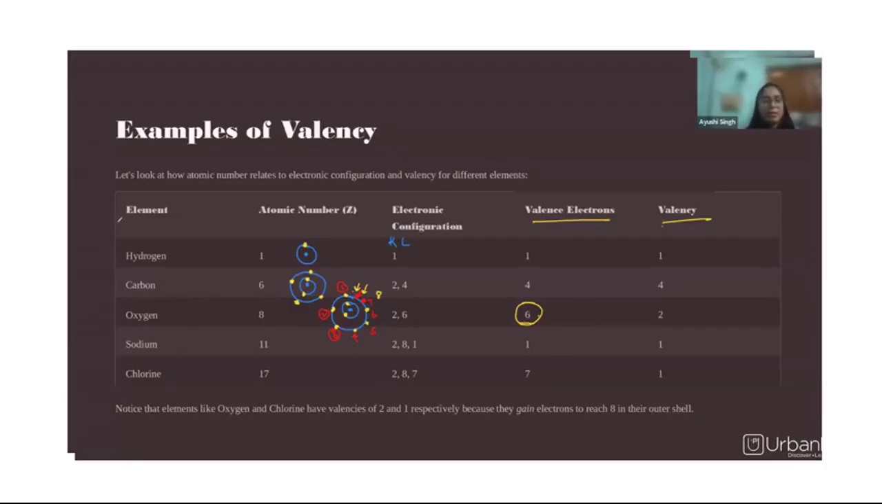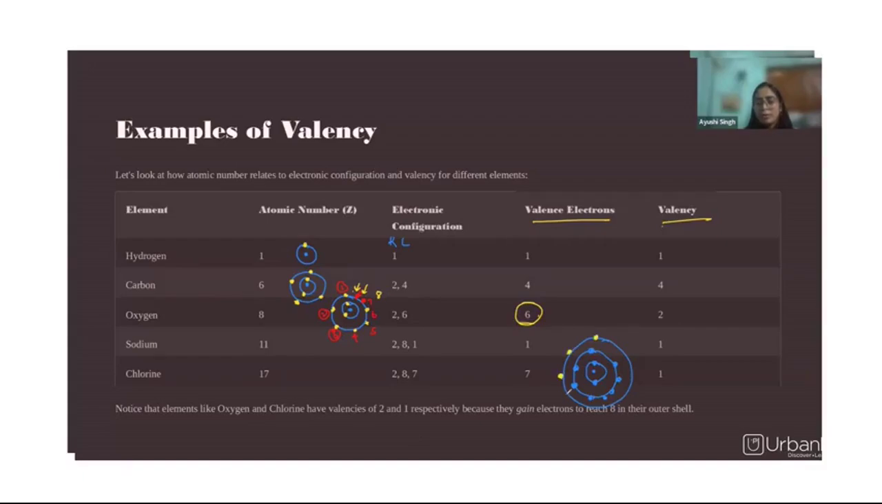Okay, so let me make it here. Chlorine has 2 electrons in the inner shell, right? 8 in the second one. So we don't have to do anything with the second, right? Because the last one is the one which is going to matter. Now the last shell has 7 electrons, and its atomic number is 17.